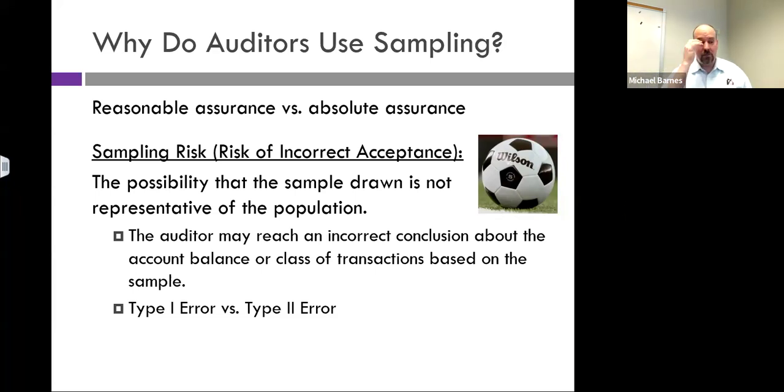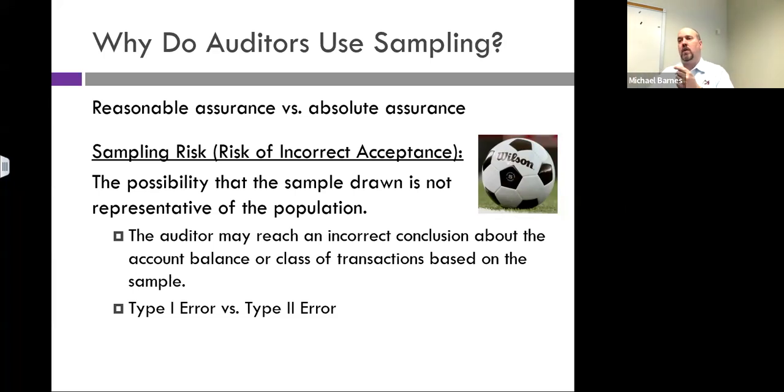That being said, we're going to encounter this thing called sampling risk, which is going to be correlated to our risk of incorrect acceptance with respect to audit risk. And that's going to be the possibility that the sample is not drawn as representative of the population. So the auditor can reach an incorrect conclusion about the account balance of transactions based on the sample.